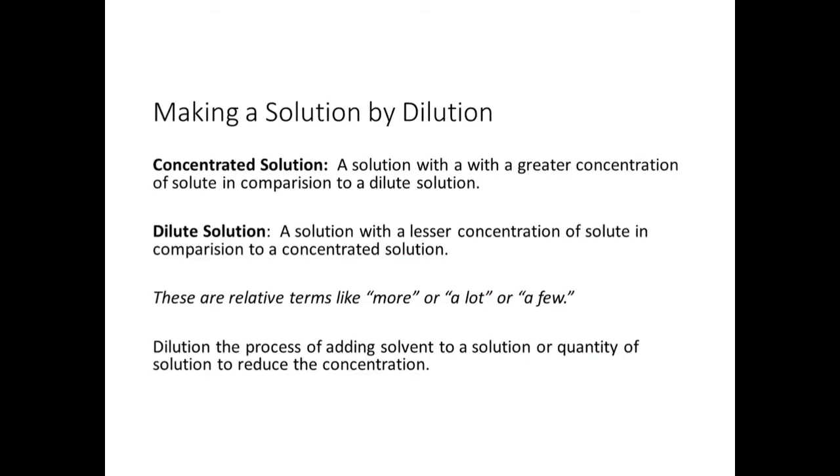Now we're going to talk about making a solution by dilution. We already talked about that in a great deal on the other slide, but let's actually use some terms for this. Whenever you're making a solution that's percent volume, by definition, you're making a solution by diluting a concentrated solution. A concentrated solution is a solution with a greater concentration of solute compared to the dilute solution. The dilute solution is a solution with lesser concentration in comparison to the concentrated solution.